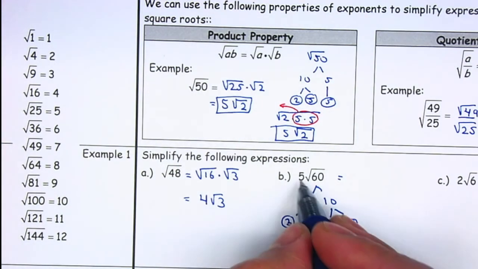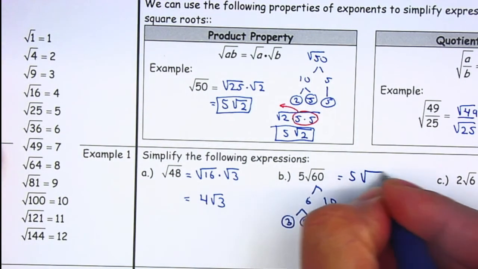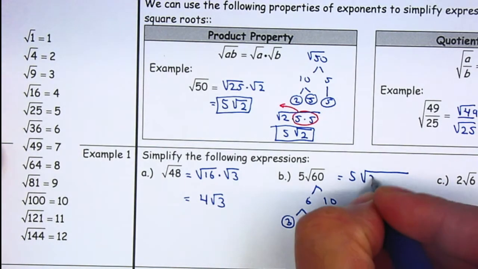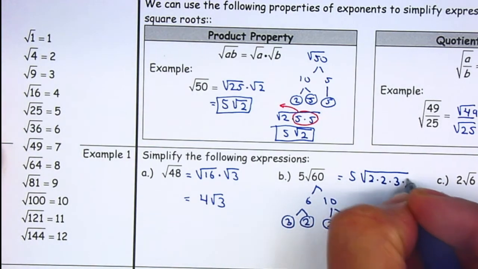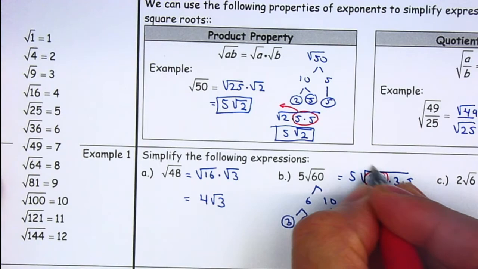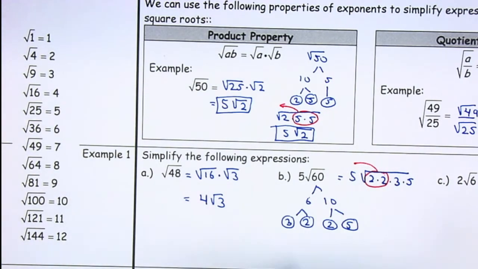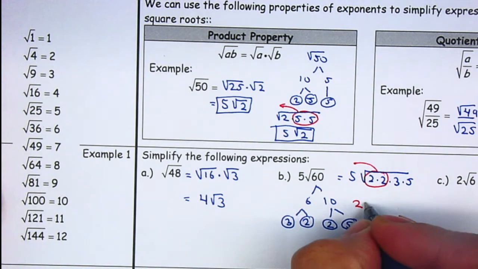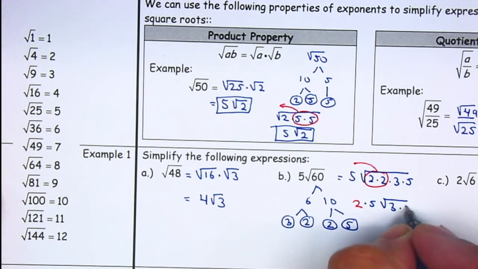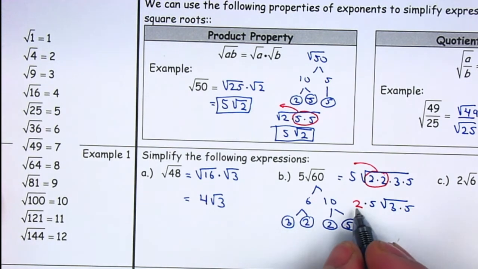Now notice that the 5 is still outside. Inside, we have a 2, 2, 3, and 5: 2 times 2 times 3 times 5. I'm going to take out the pairs. So the 2 comes outside. Inside, well, I still have my 5 outside, so let's not forget about the 5. We have a 3 times a 5. Outside, we have 2 times 5.